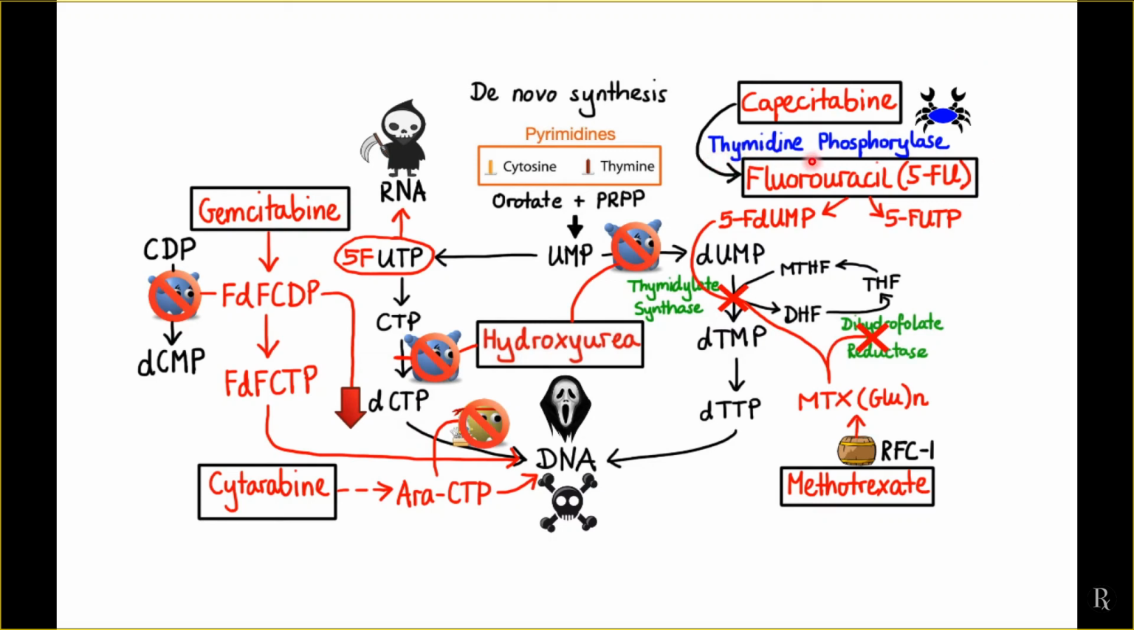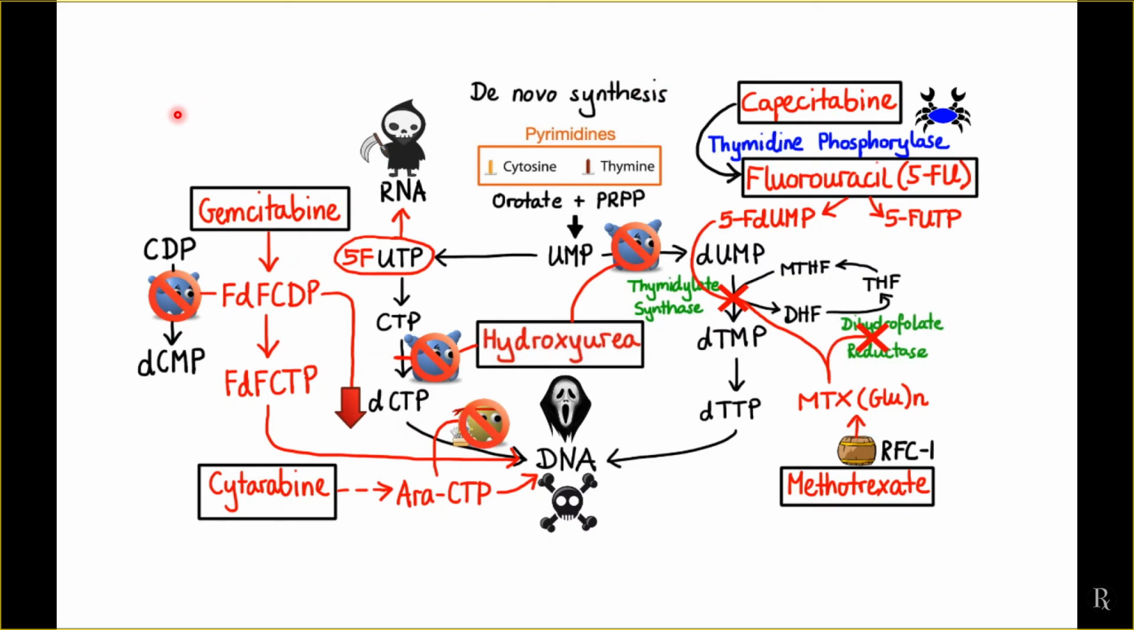Fortunately, the thymidine phosphorylase, the enzyme that is required for the conversion, is increased in the cancer cells, and that is why capecitabine concentration in the cancer cells is higher than in the normal cells.